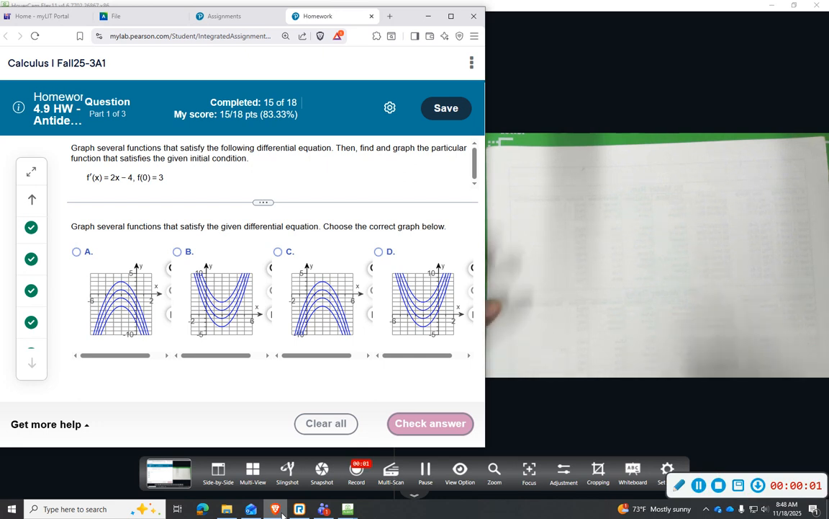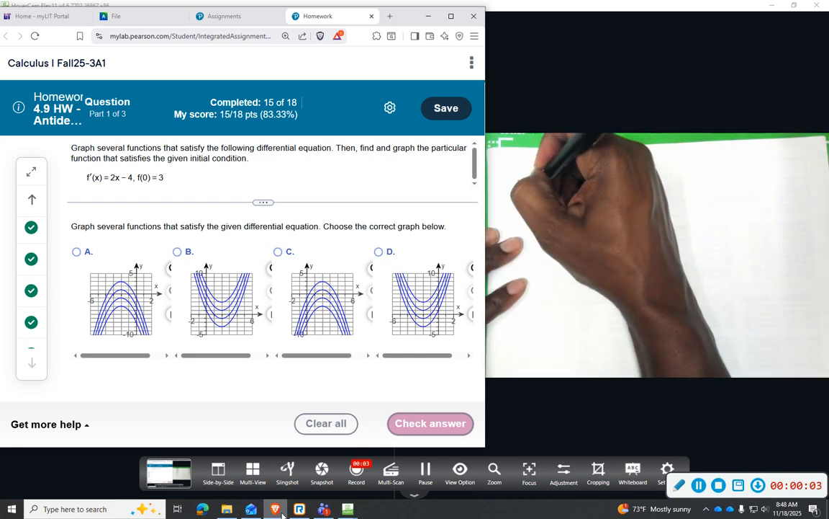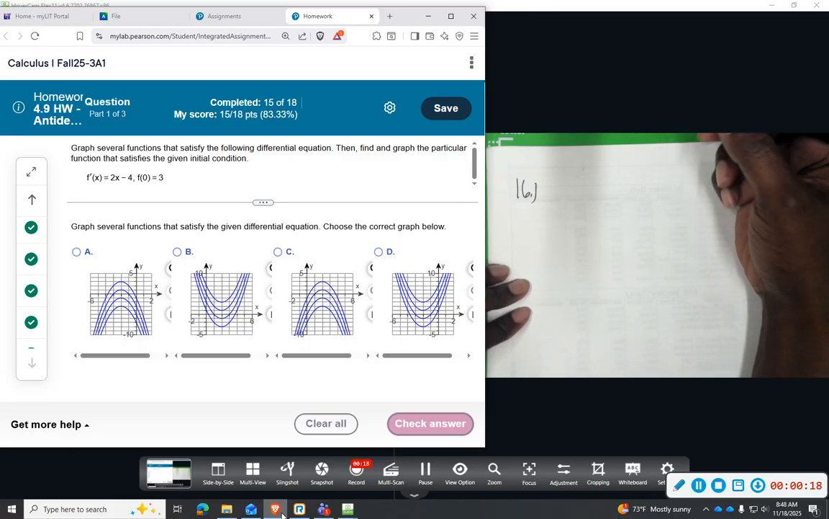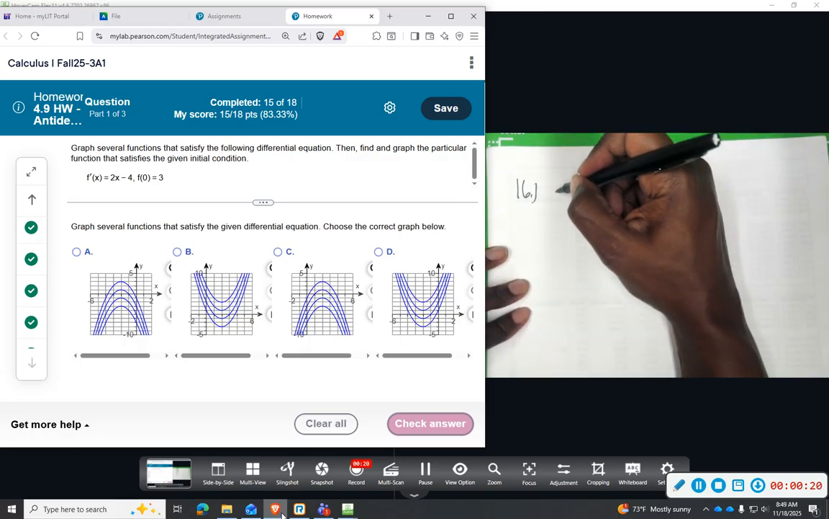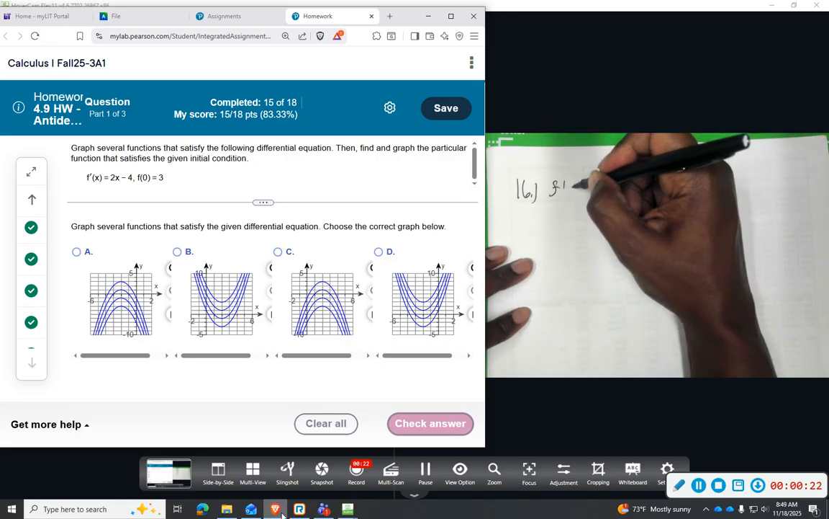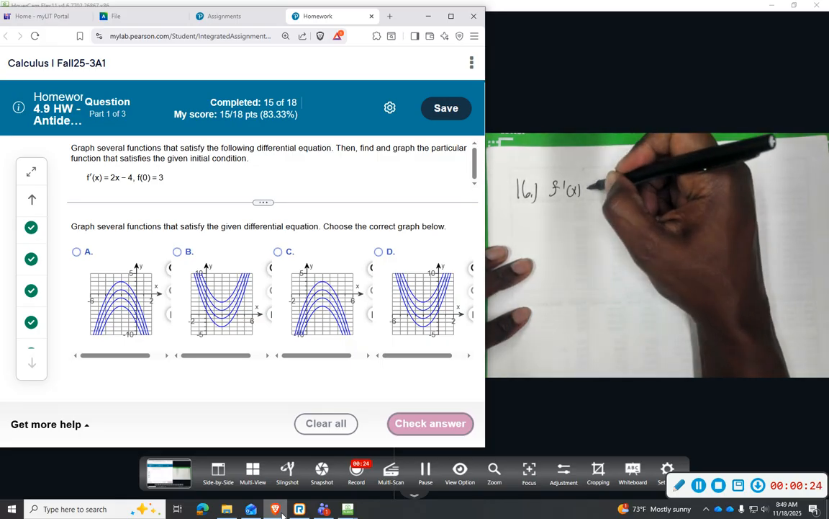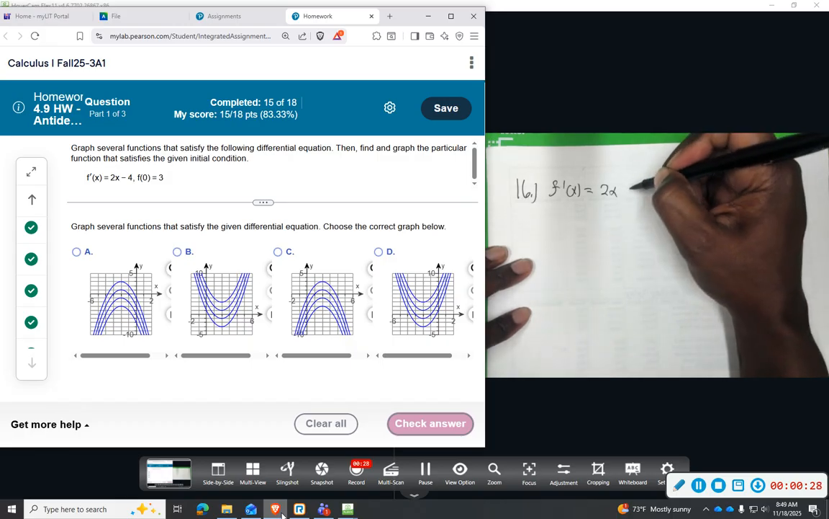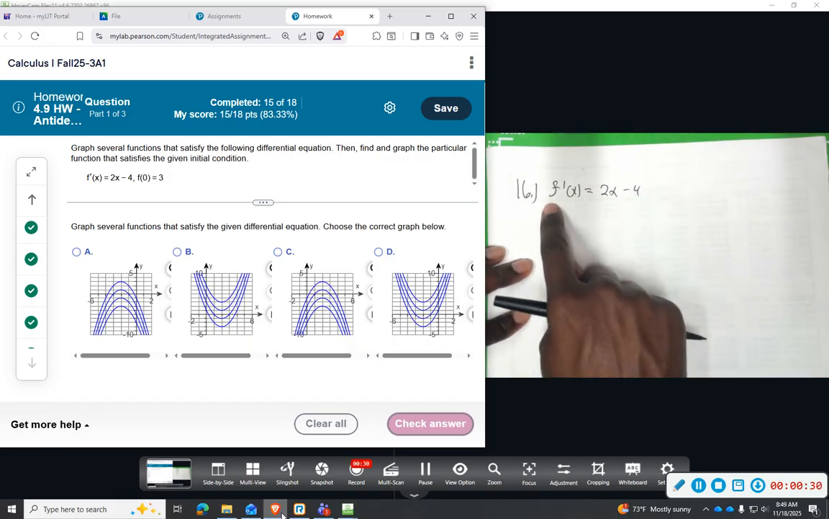All right, number 16, we want to graph functions that satisfy the differential equation, and we're going to find the function that satisfies the initial given condition. So if we have f prime of x, and that equals 2x minus 4. So they're telling you that this is the derivative.